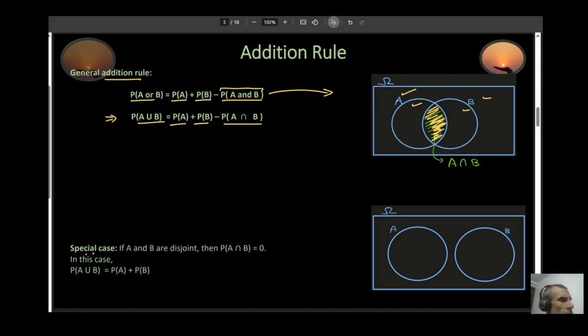Okay, a special case. If your A and B are disjoint, like coming down to this case, my A and B have no element in common, then my probability of A intersection B is equal to 0. In other words, this one right here is going to become equal to 0. In that case, my probability of A union B becomes probability of A plus probability of B.